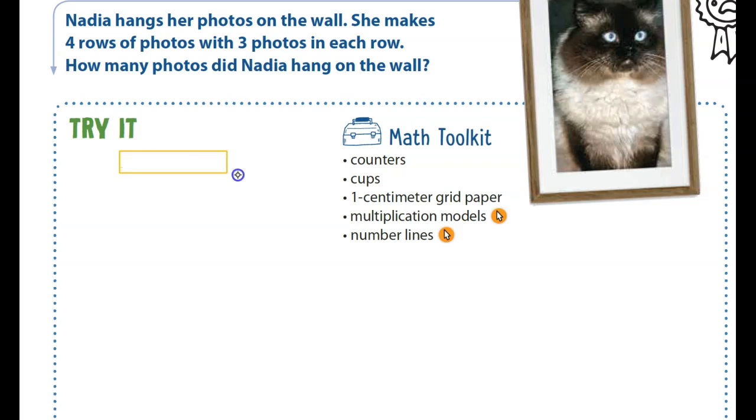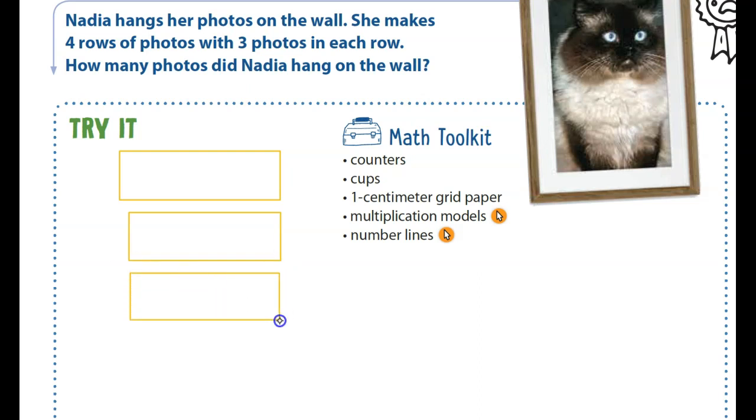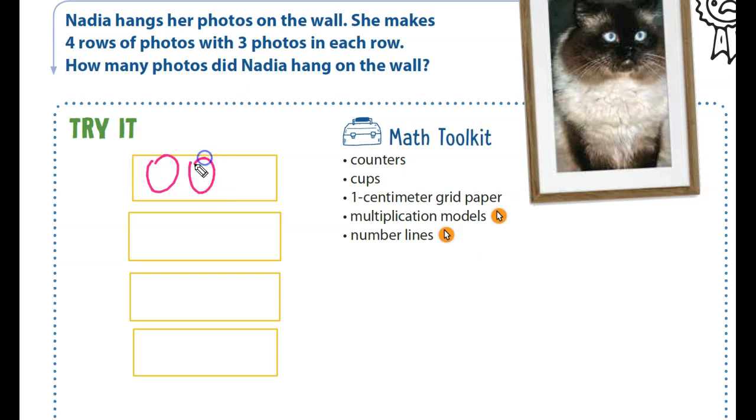So here's one row. Okay, here's another row. And here's another one. And here's another one. So 4 rows, right? Something like that. And then how many photos in each row? 3. That's correct. So 1, 2, 3. So 3 in each row.